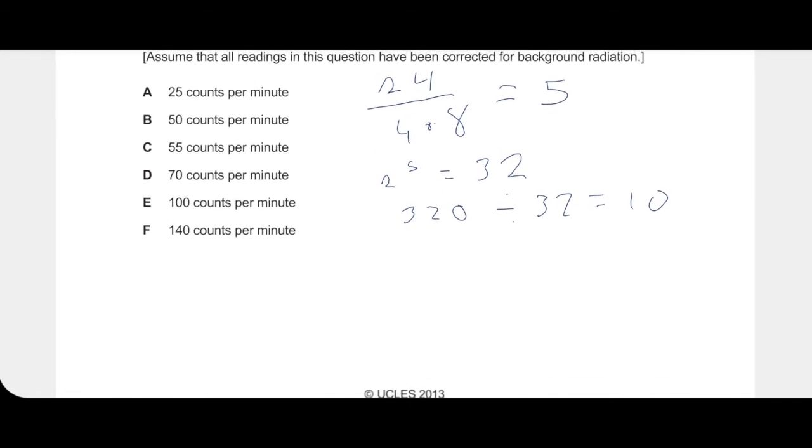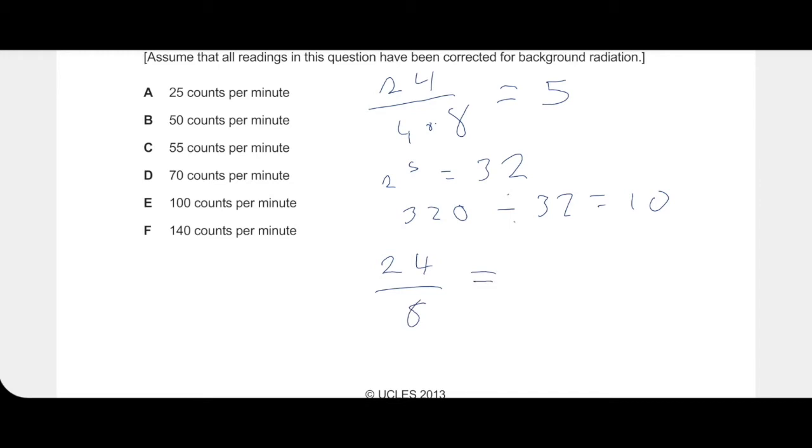Now, let's consider sample Y. Sample Y starts the experiment with a count rate of 480 and undergoes a certain number of half-lives. Let's calculate that. So 24 over 8 is equal to 3. So it undergoes 3 half-lives. So it will decrease in activity by a factor of 2 to the power of 3, which is equal to 8. Therefore, the activity will decrease from 480 to 60. How do we know that?